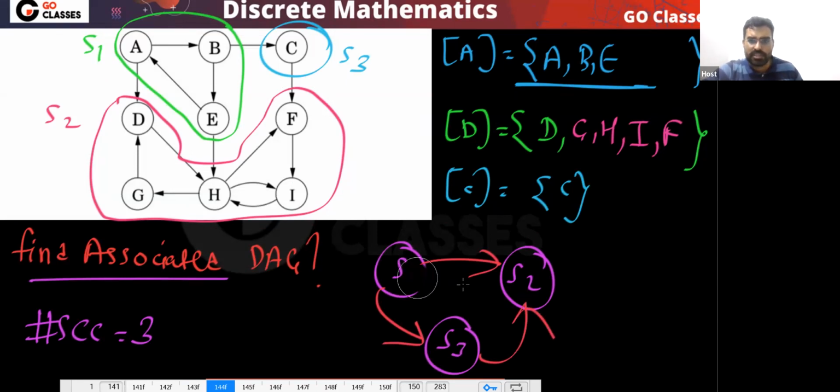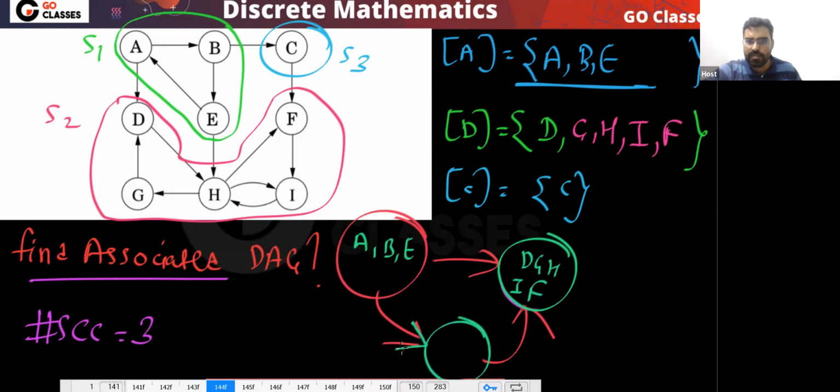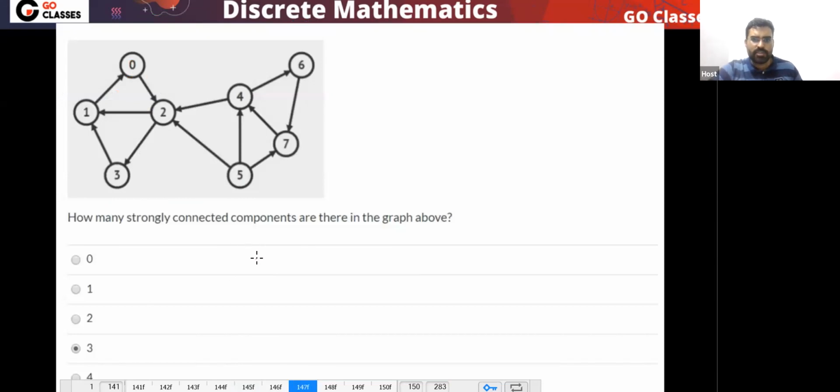Remember, in the exam they will not give you this graph. Actually, they will write the vertices. S1 means A, B, E. S2 means D, G, H, I, F. And S3 means C. So in the exam, they will give you like this. This is the DAG. You can check, this is the directed acyclic graph. Okay, so that's it. Quickly tell me, how many strongly connected components do you have in this graph?